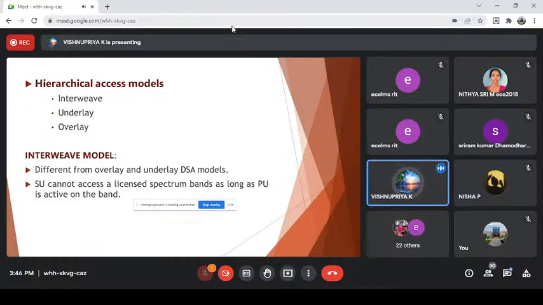Hierarchical access model is further classified into three: interweave, underlay, and overlay. The interweave model differs from the overlay and underlay DSA models. When the primary user is active on the band, the secondary user cannot access the licensed spectrum band.